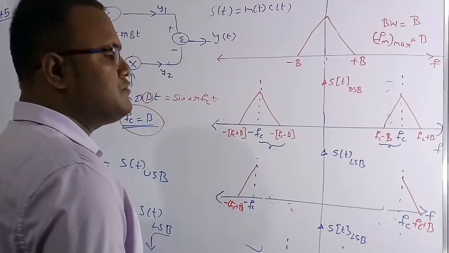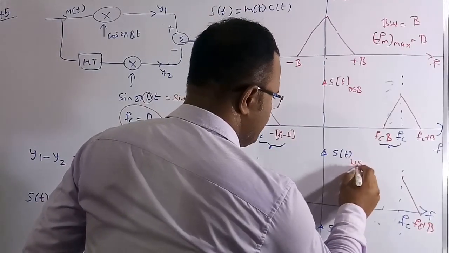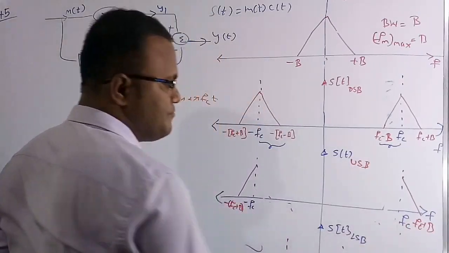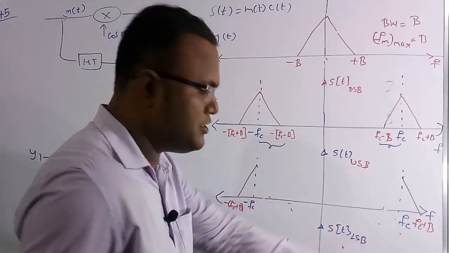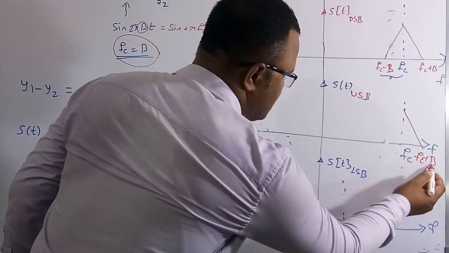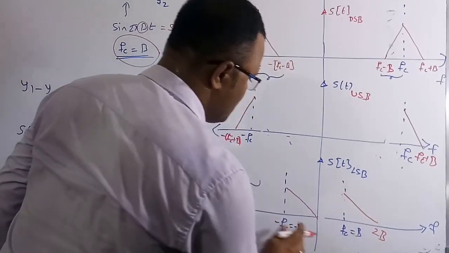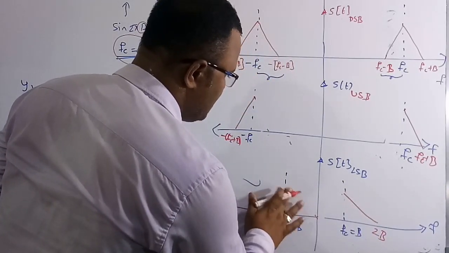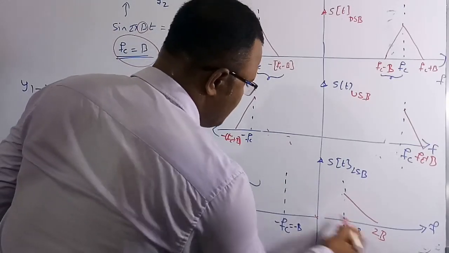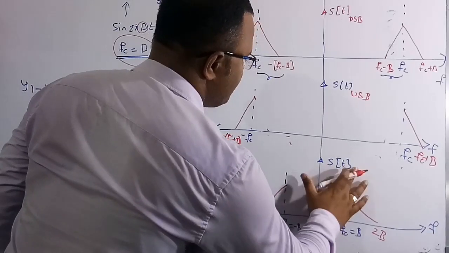So these are the frequencies which we are going to contain. So this is USB, but FC is again, here FC is again what? FC is B. So this will come like this now, B, and FC plus B is B plus B, which is nothing but 2B. So this is the 2B. Here also the same thing, mirror image. So it is B, then minus B, 2B means minus 2B. This is for the USB.